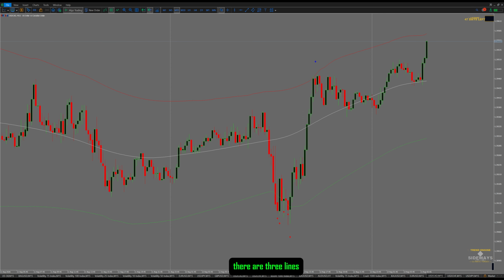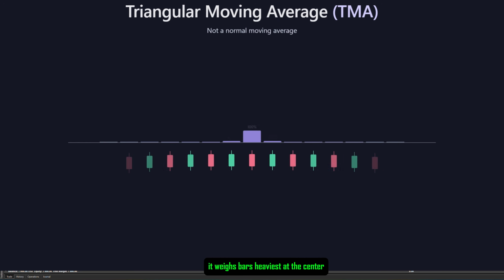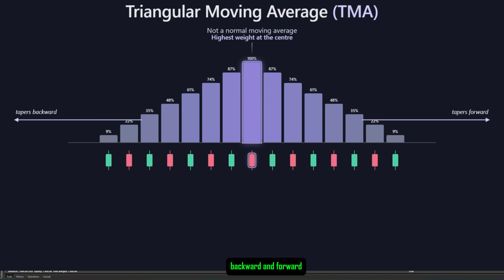There are 3 lines. Let's do the middle one first because everything else is built on it. I call it the center line, but in a real sense it is the triangular moving average, and it's not a normal moving average. A normal moving average weighs the most recent bar the same as the oldest bar, or heavier if it's an EMA. A TMA is something different. It weighs bars heaviest at the center and tapers off in both directions, backward and forward.